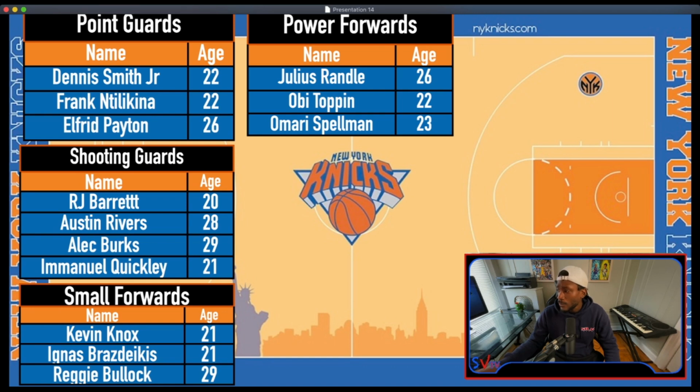So after Obi, we have Omari Spellman, another stretch 4 that can help out as well. So he'll be backing up Obi. He'll be the third power forward off the bench.